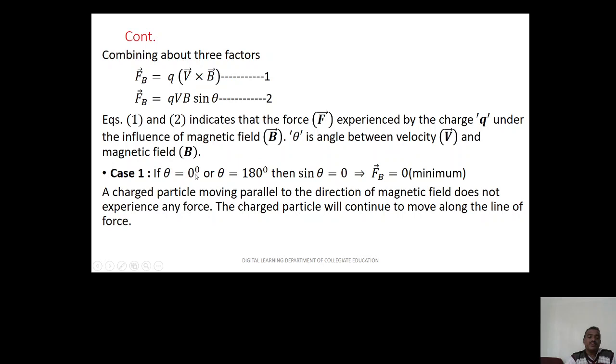If theta is equal to 0 degrees or theta is equal to 180 degrees, then sin theta is equal to 0. Therefore, F_B, the force experienced by a charged particle in a magnetic field, is 0 or minimum. That means a charged particle moving parallel to the direction of the magnetic field does not experience any force. The charged particle will continue to move along the line of the field. That's the meaning of this condition.